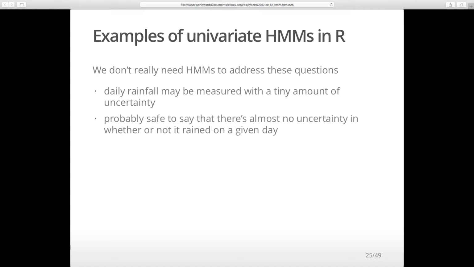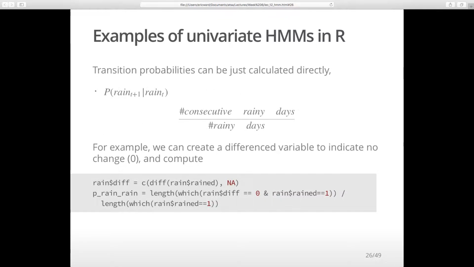But for the sake of this application, that makes the problem not that challenging. So I think we could also take our data, and given that we know our state of nature, whether or not it rained, we can also pretty easily calculate the elements of these transition probabilities directly.